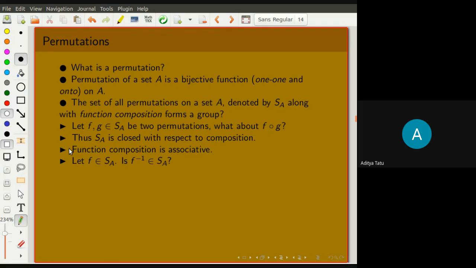Third one, inverse. How about this? This is just a one-line proof, isn't it? Sir, if f is bijective, then f inverse is also bijective. Exactly. f inverse exists and it will also be bijective, right? Yes, sir. So just write this. Great. Anything else that we need to show?